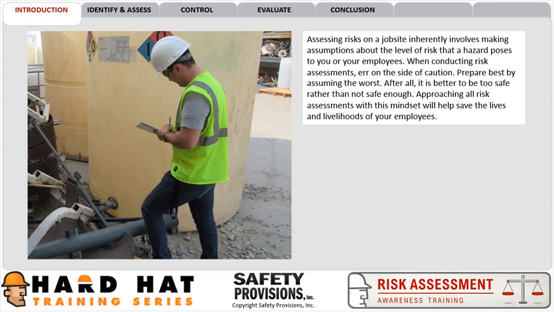Assessing risks on a job site inherently involves making assumptions about the level of risk that a hazard poses to you or your employees. When conducting risk assessments, err on the side of caution. Prepare best by assuming the worst. After all, it is better to be too safe rather than not safe enough. Approaching all risk assessments with this mindset will help save the lives and livelihoods of your employees.